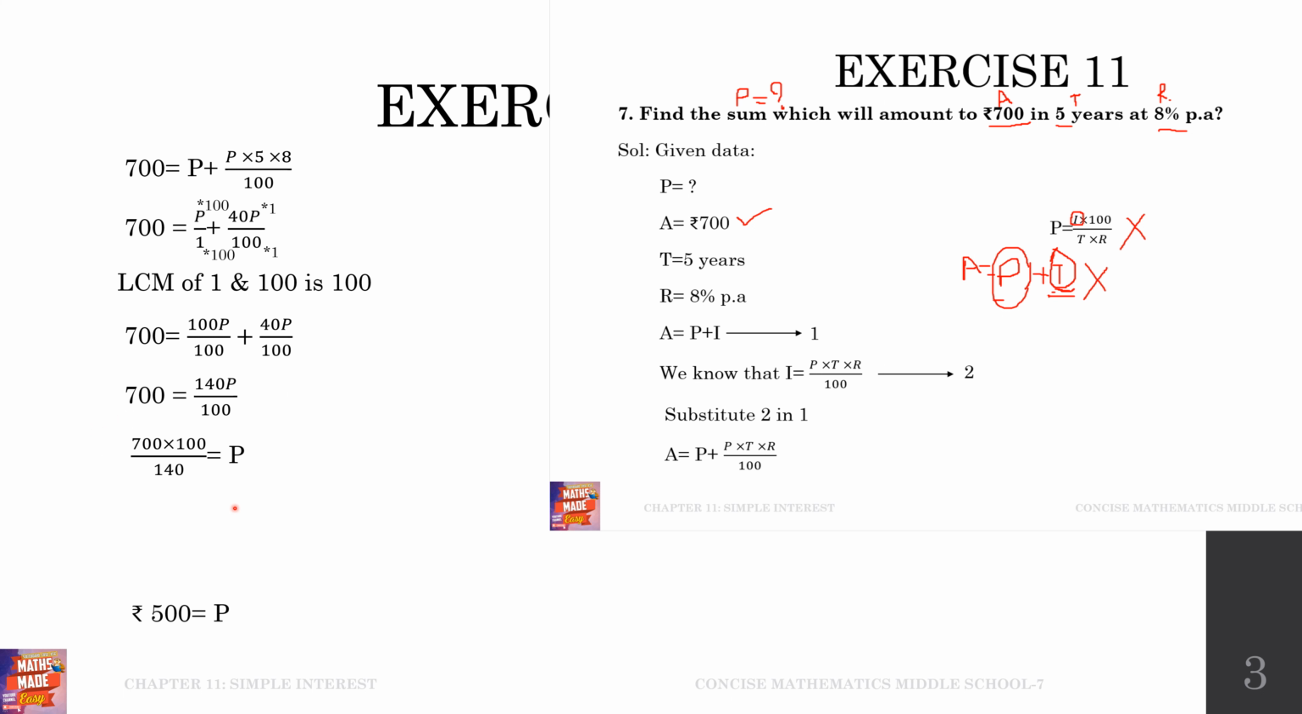Now you can just cancel it and you will get the principal as 500. That means he has taken 500 rupees from the bank and he has taken the time period of 5 years. So within 5 years he will return it back, and he has to pay 8% interest per annum. So per year he has to pay 8%. So the total amount he will be paying back is 700 rupees and the interest will be 200 rupees. I hope it's clear, children.